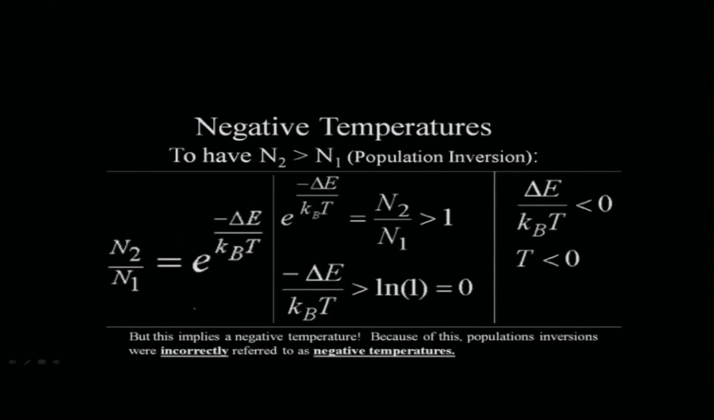In fact, if we look at it carefully, what we find is that to achieve the population inversion for a two level system, it implies a negative temperature, as we show here. Because of these population inversions were incorrectly referred to as negative temperatures, and that was the reason why lasers were considered to be something which will not be possible when Meinman initially approached the problem. So, this was one of the reasons why lasers were thought of as an impossible scenario even after the masers were discovered.